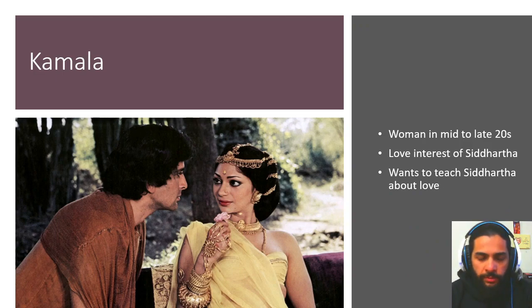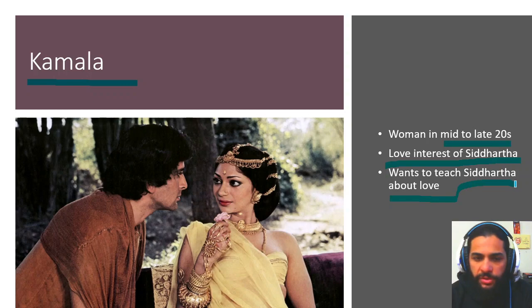After meeting the Buddha, Siddhartha meets this woman named Kamala. I think it's pretty cool. Just FYI, the Vice President of the United States has the same first name, Kamala Harris. And this character in the novel is in her mid to late 20s. She becomes the love interest of Siddhartha and wants to teach Siddhartha about love. Siddhartha never really having had a romantic partner in life through his 20s, he meets Kamala and is very intrigued by her, wants to learn everything that she knows and wants to spend a lot of time with her.